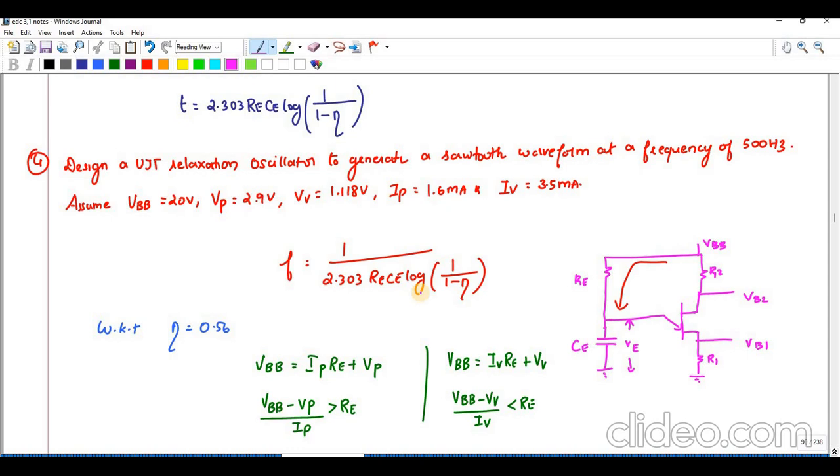So let us discuss one problem on the UJT relaxation oscillator. Design a UJT relaxation oscillator in order to generate a sawtooth waveform at a frequency of 500 Hz, and they have given VBB is equal to 20, VP is equal to 2.9 volt, VV is equal to 1.118 volt, IP is equal to 1.6 milliamps, and IV is equal to 3.5 milliamps.